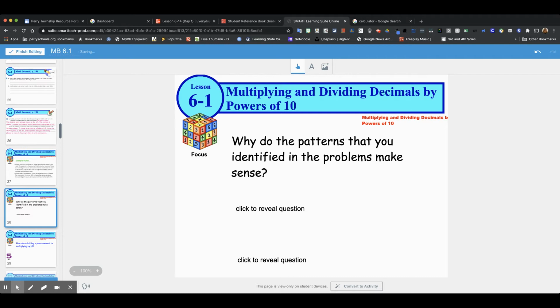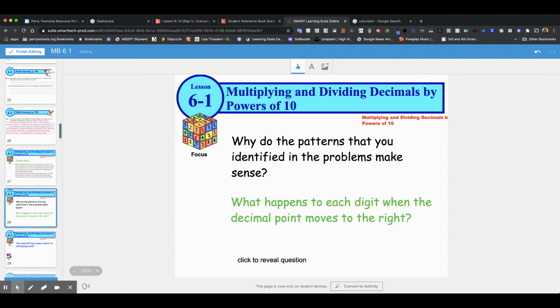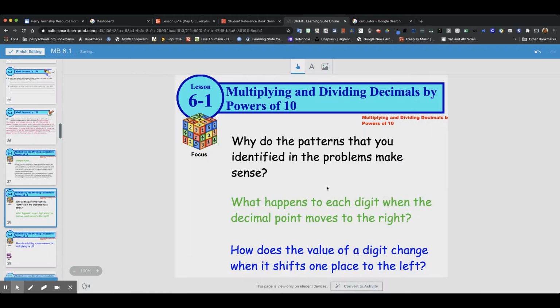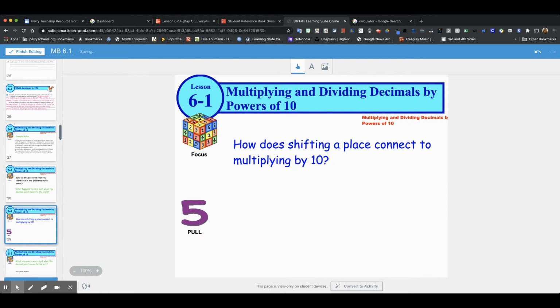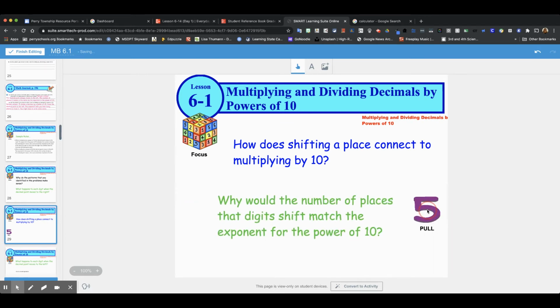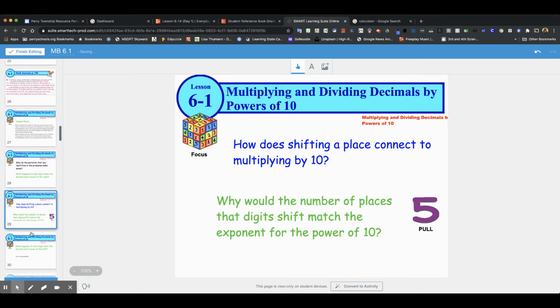So why do the patterns that we identified in the problems make sense? What happens to each digit when the decimal point moves to the right? These are questions I want you to be asking yourself. Think through them. Let these help you reflect. How does the value of a digit change when it shifts one place to the left? Are the numbers getting bigger? Are they getting smaller? And how does shifting a place connect to multiplying by 10? Why would the number of places that digits shift match the exponent for the power of 10?